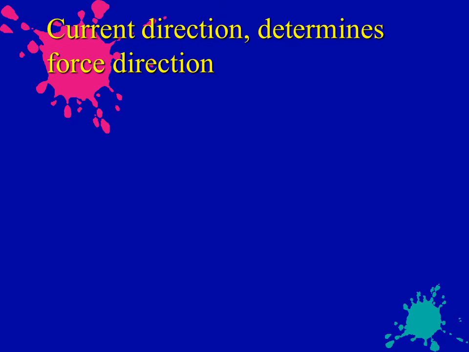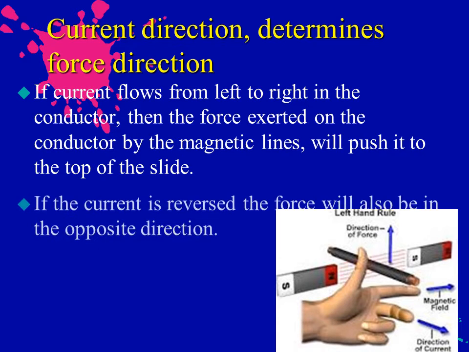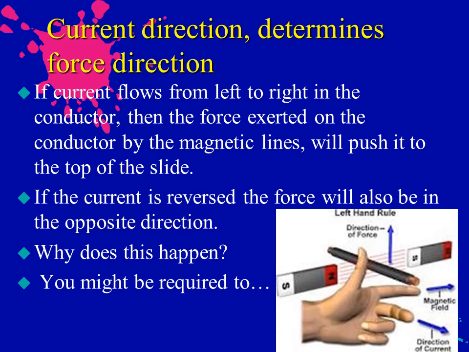Current direction determines the force direction. If current flows from left to right in the conductor, then the force exerted on the conductor by the magnetic lines will push it to the top of the slide. If the current is reversed, the force will also be in the opposite direction. Why does this happen? You might be required to answer this question in the test.